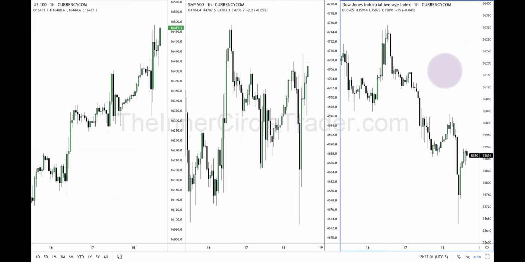Now, left-hand side, we have the NASDAQ 100 hourly chart. We have higher highs here.